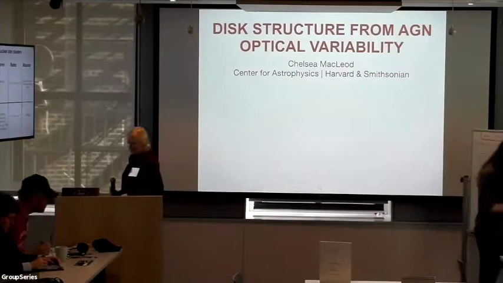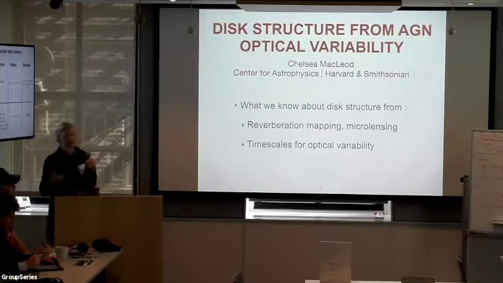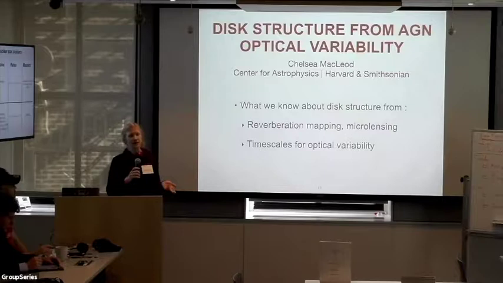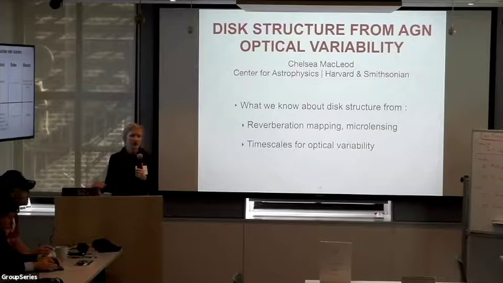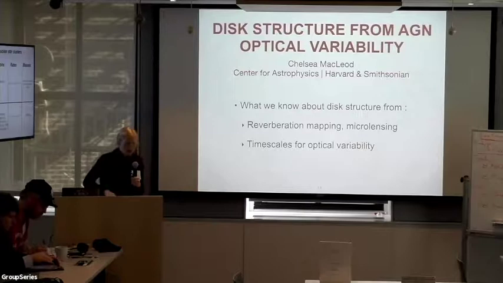Okay, so just quickly, I wanted to show two observational results that show disagreement with our standard thin disk theory. Basically, the two results are that the observed disk sizes are much larger than we would expect from theory, and also the time scales that we observe are much shorter than we would expect for a steady state thin accretion disk.